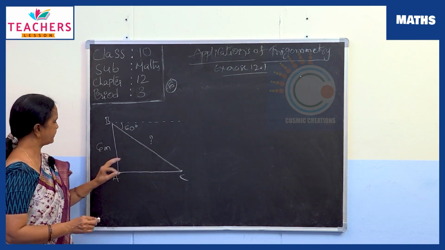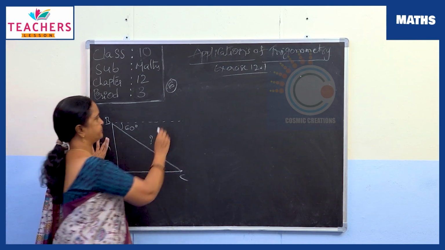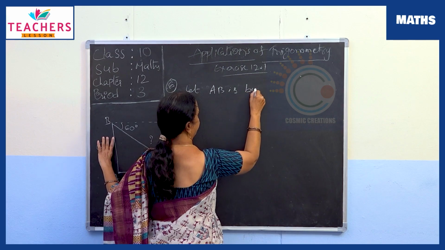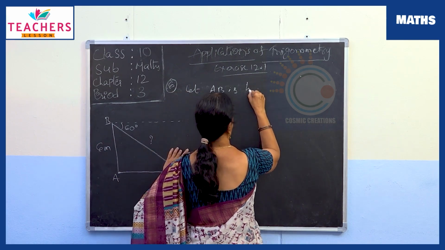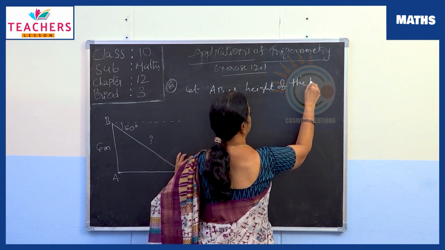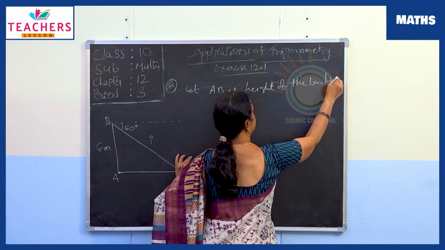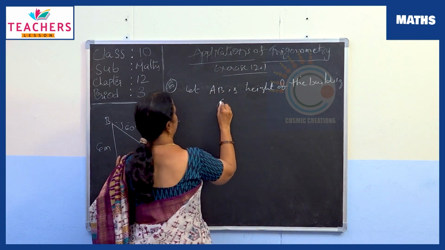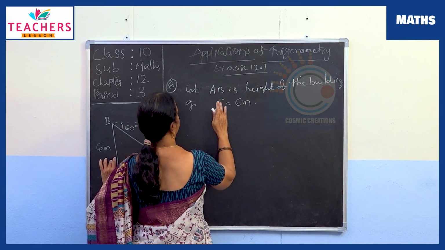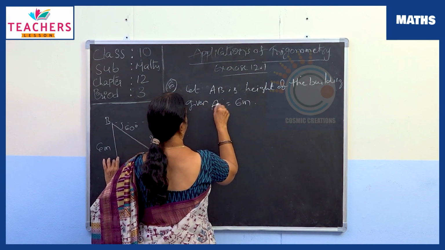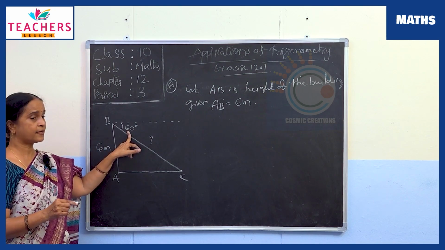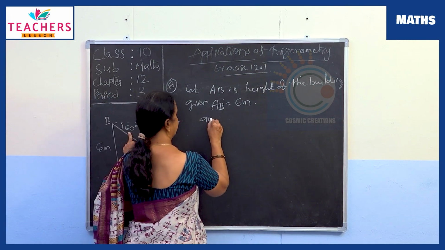Got it? AB is the building. Let AB be the height of the building. Given AB is equal to 6 meters. Next, the angle of depression.